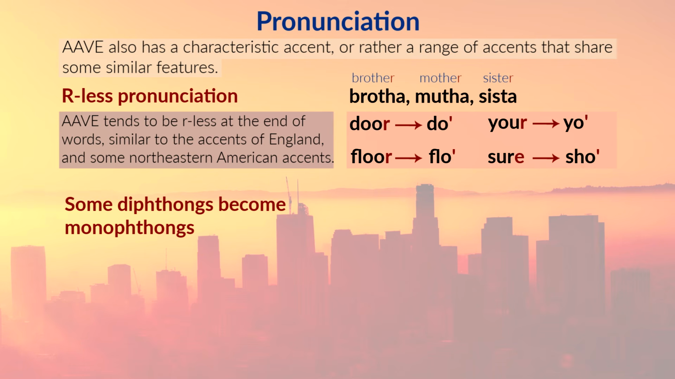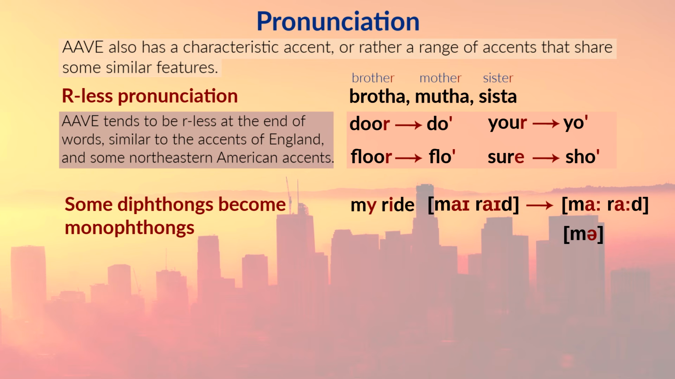Some diphthongs become monophthongs. For example, my ride becomes "ma rahd." Ride refers to a car, by the way. In standard English, the vowel in my and ride is a diphthong, basically meaning that the vowel shifts from one to another within a single syllable. In AAVE, it's just one continuous vowel sound. Also, my might be pronounced with a schwa when it's unstressed in rapid speech.